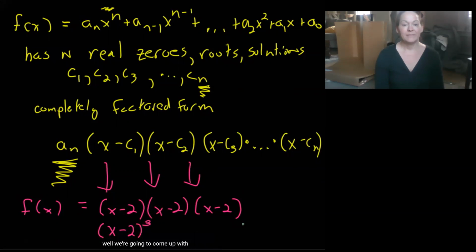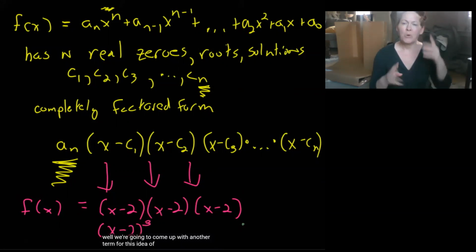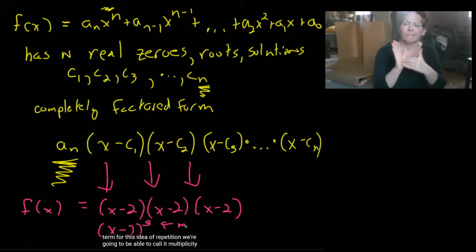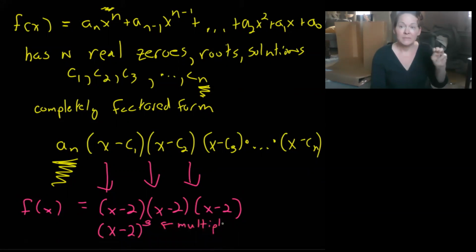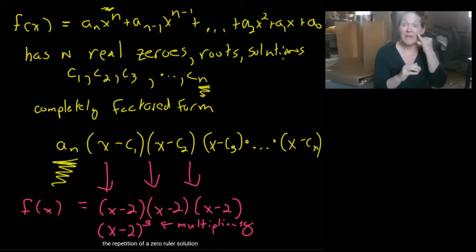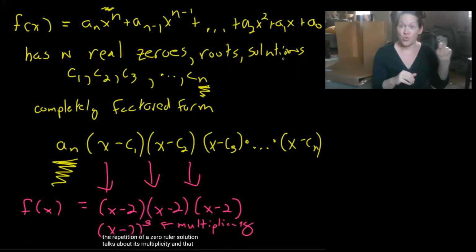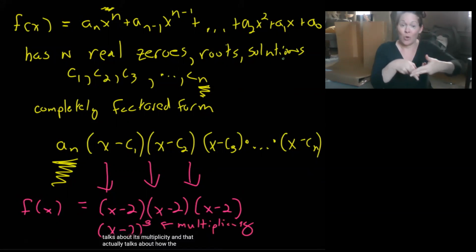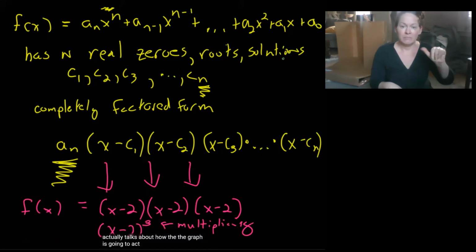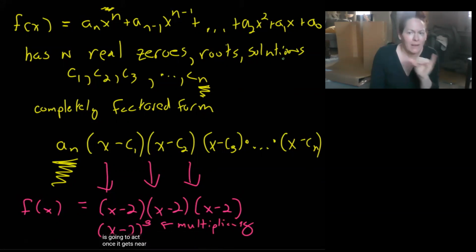Well, we're going to come up with another term for this idea of repetition. And we're going to be able to call it multiplicity. The repetition of a zero-root or solution talks about its multiplicity. And that actually talks about how the graph is going to act once it gets near the x-axis.